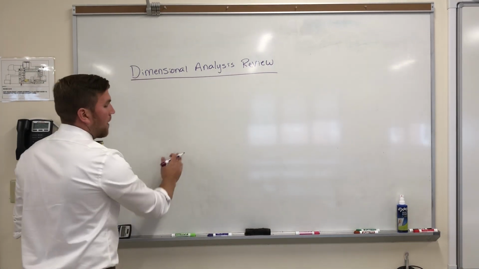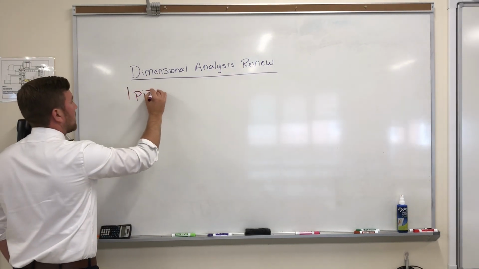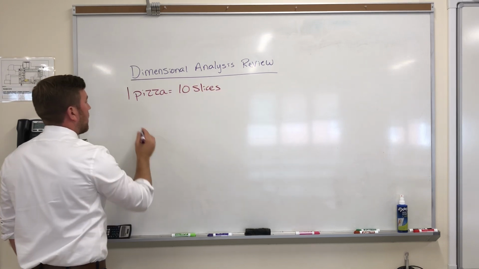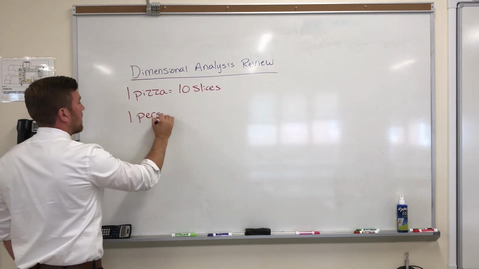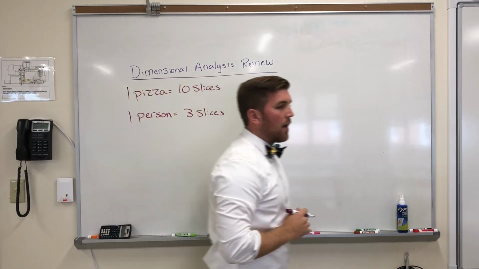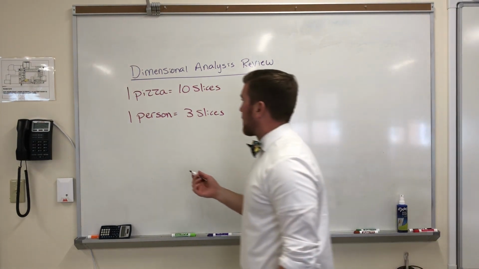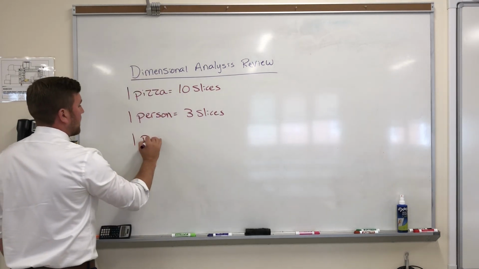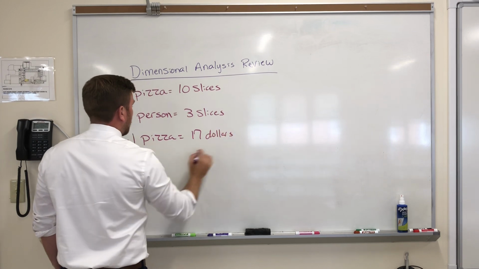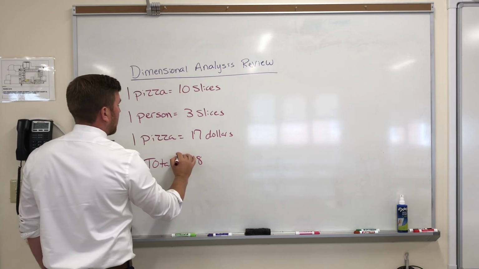So let's figure out what our important information is. We know that 1 pizza is going to give me 10 slices. I know that each person is going to eat 3 slices on average. And I know that I have $128 and each pizza costs $17. So 1 pizza is $17 and I have a total of $128 to spend.